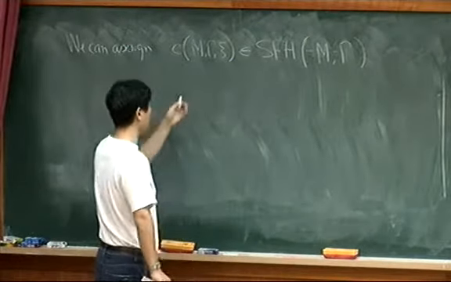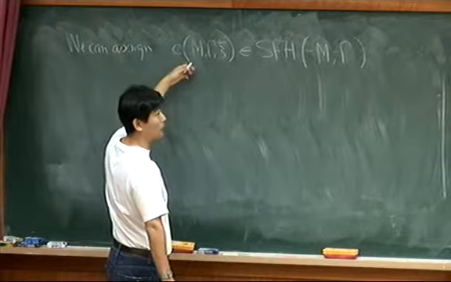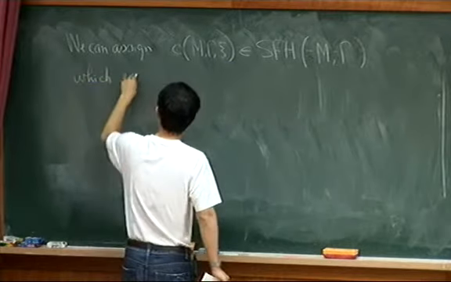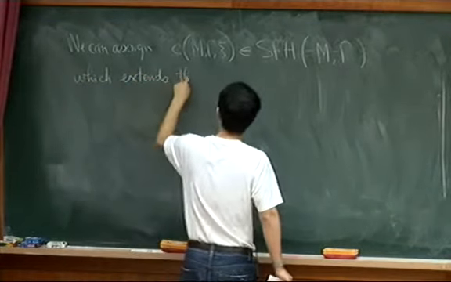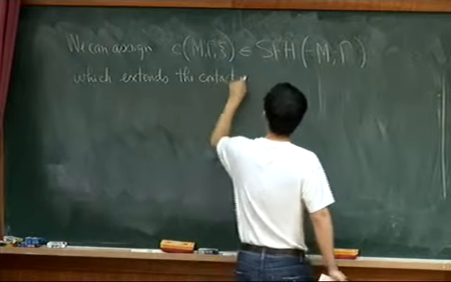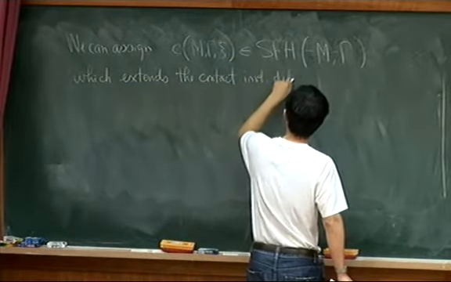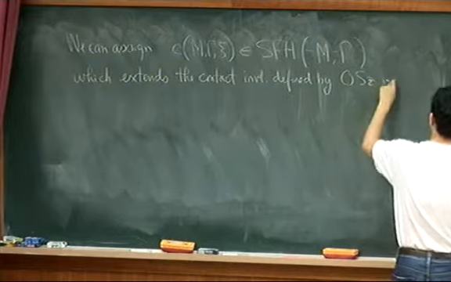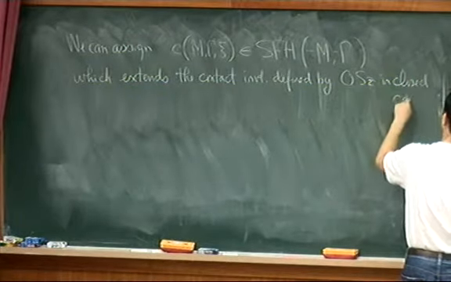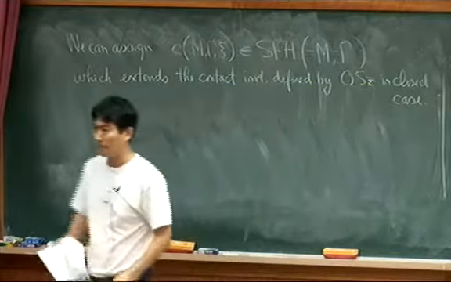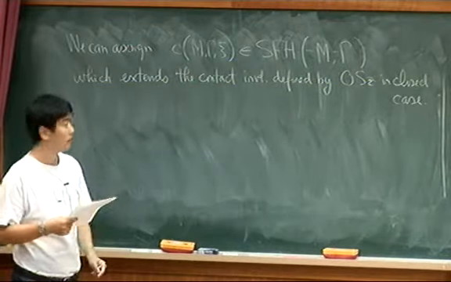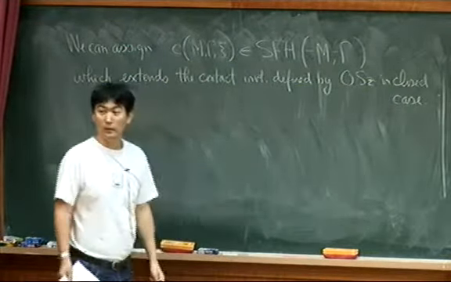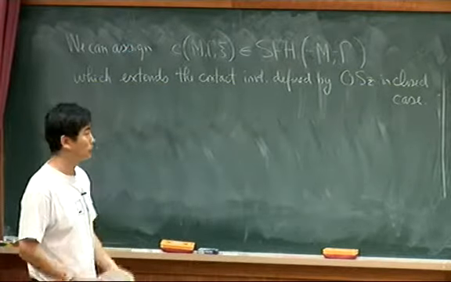This generalizes the contact invariant as defined by Ozsvath and Szabo in the closed case. So C means the contact invariant of (M, gamma, xi). Okay, so far so good.